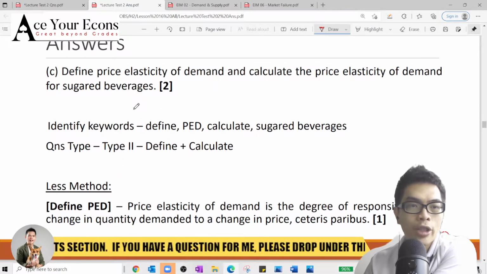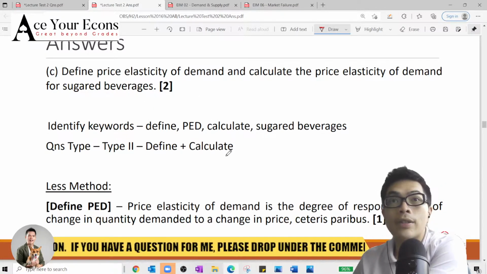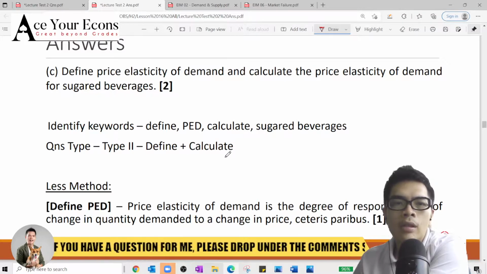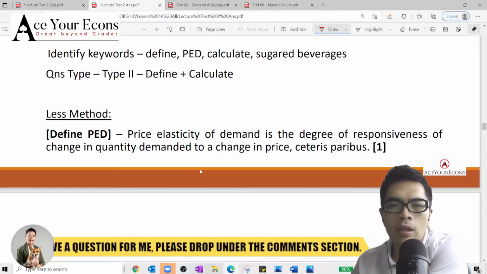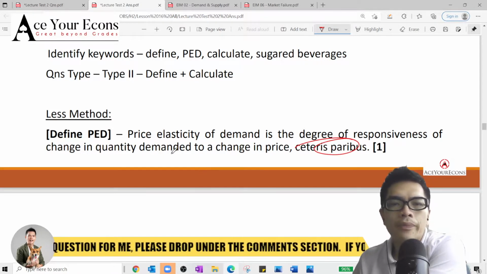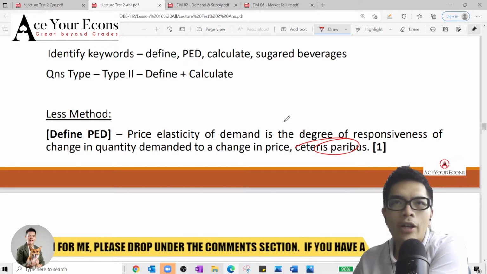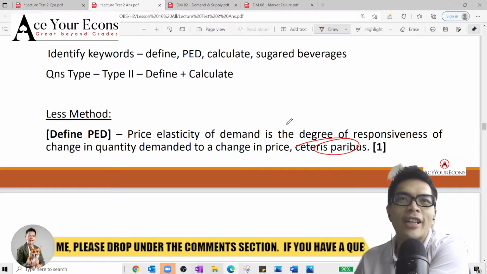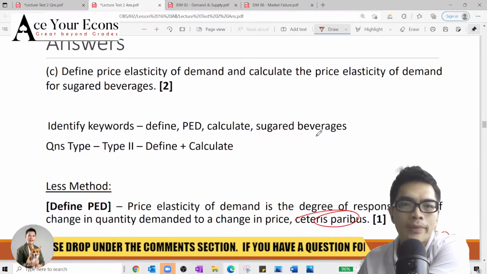Okay, let's look at question C. It's the easy part. Like I said, this is price elasticity of demand, so all you need to do is define. Most of the students did not include ceteris paribus. If you don't include ceteris paribus, you will not get the definition mark.